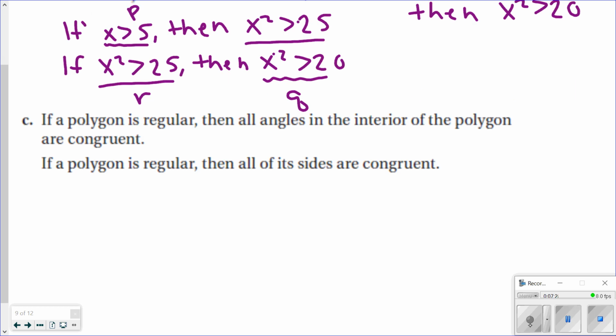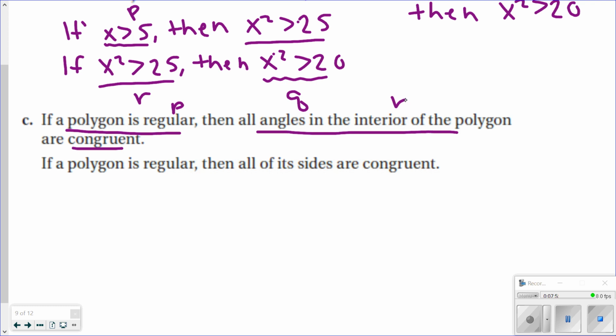If a polygon is regular, then all angles in the interior of the polygon are congruent. If the polygon is regular, then all of its sides are congruent. All right, so once again, our sentences are a little mixed up here. So if the polygon is regular, that would be our P. Then all the angles have to be congruent.